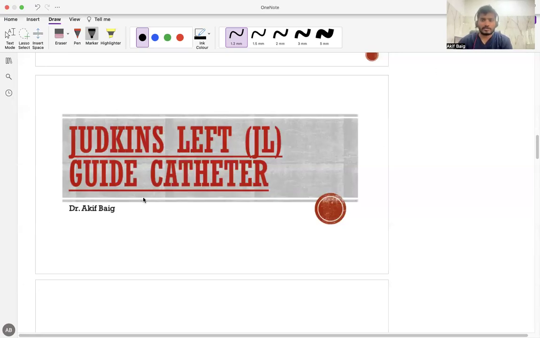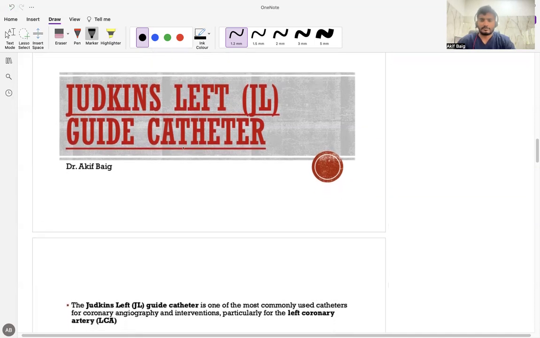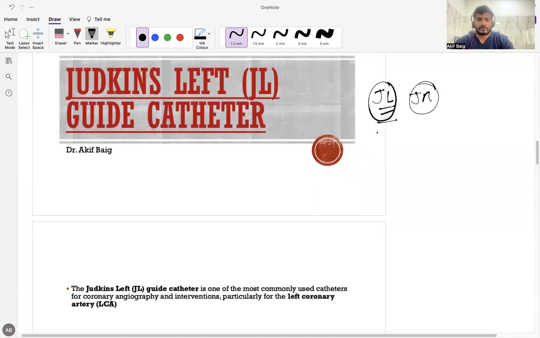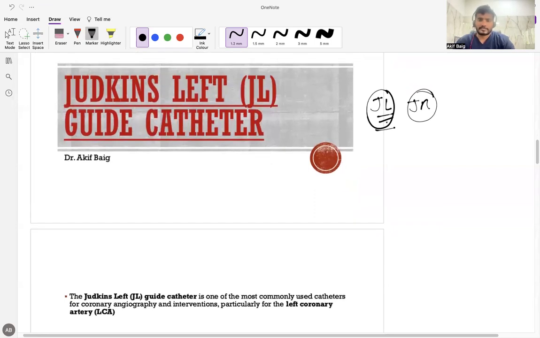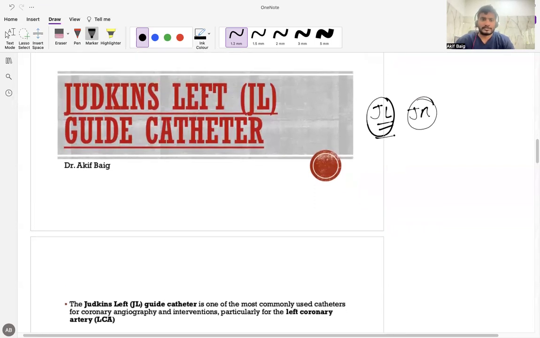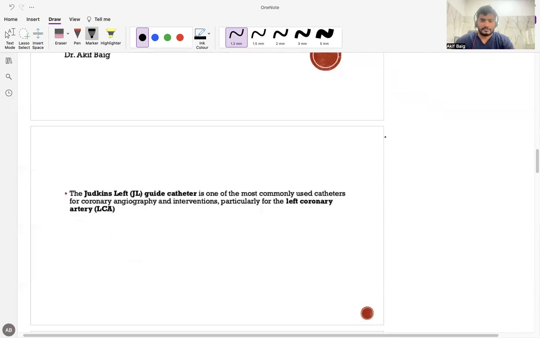Hello everyone. Today we are going to talk about the Judkins Left catheter, which is one of the common catheters we use during coronary interventions. There are two catheters, Judkins Left and Judkins Right, and you should know all about these catheters because they are frequently asked in your practical exams as well as in your clinical practice. Also, you should be aware of the limitations and advantages of each of them.